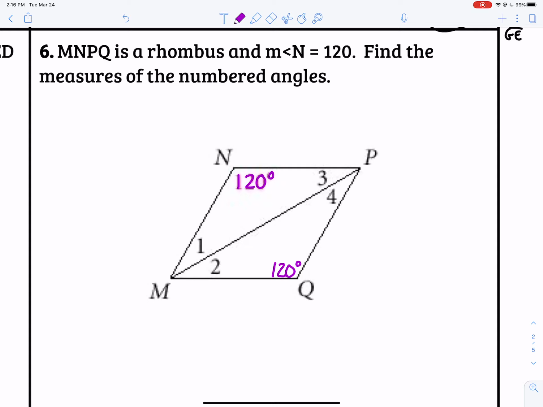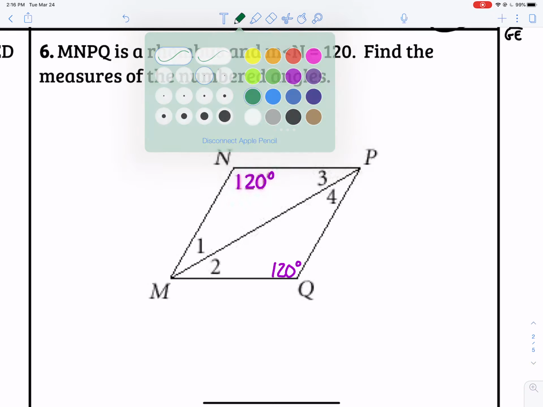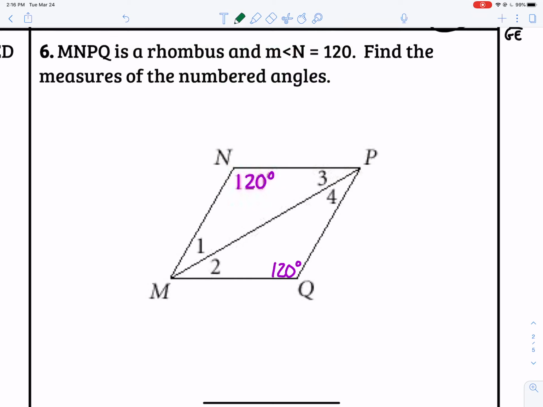And then we also know that these angles that are consecutive, so for instance, the 120 degrees plus this angle P right here, like 3 plus 4, that whole angle in the corner, those have to add up to equal 180 degrees total. And so we would know that angle P total would have to be 60 degrees because this angle N is 120 degrees.